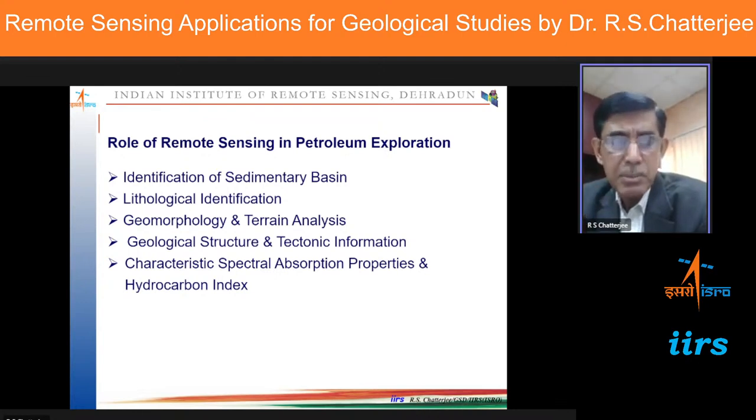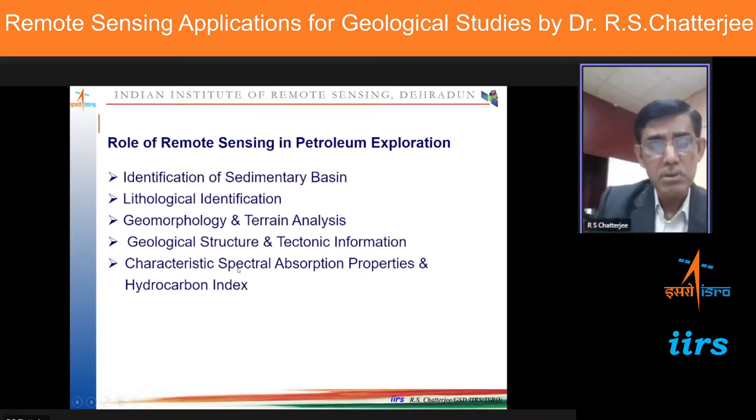Elementarily, for example, sedimentary basin identification, rock type identification, geomorphology or terrain analysis, and geological structure are fine; you are doing these for other applications also. But here, another important factor is the spectral absorption properties of the hydrocarbons, or hydrocarbon index, that you can use. Soil or vegetation contaminated with oil, or retarded growth of the vegetation, can be very nicely picked up from the spectral absorption properties of the hydrocarbons.